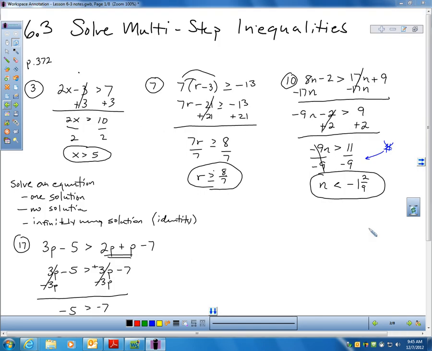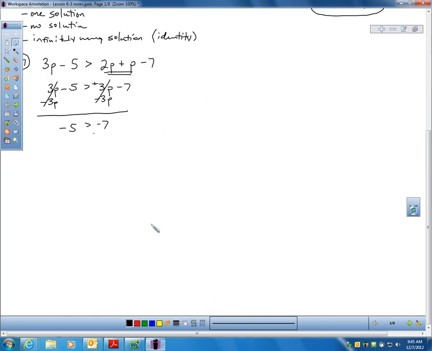Okay, well, this would be an example then. This would be an example of, we have identity. We have all real numbers, okay? All real numbers are solutions. So in other words, I could plug in anything I want for p. I could pick 1,000,000, plug it in, and this side will be bigger than this side. I could pick negative 18, and this side will be bigger than this side. It doesn't matter what I plug in, okay? This side will always be bigger or greater than this side.